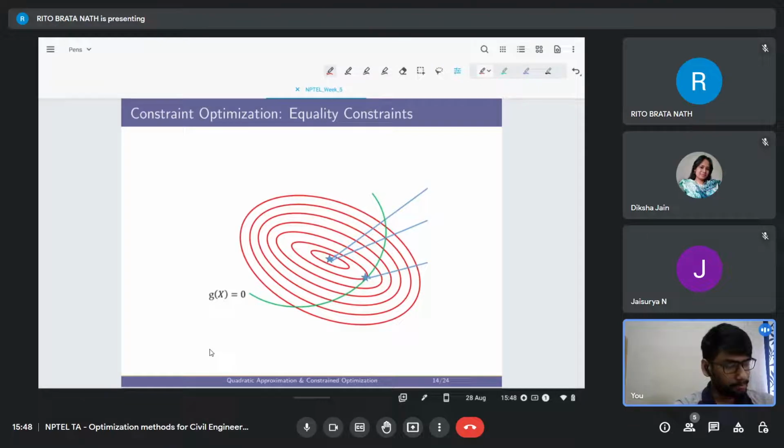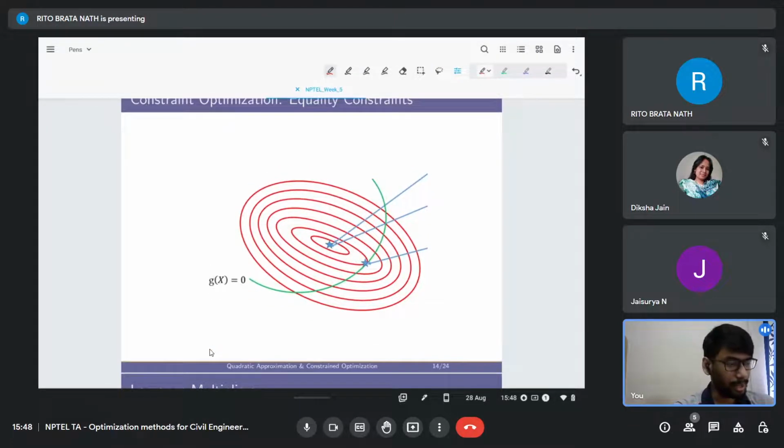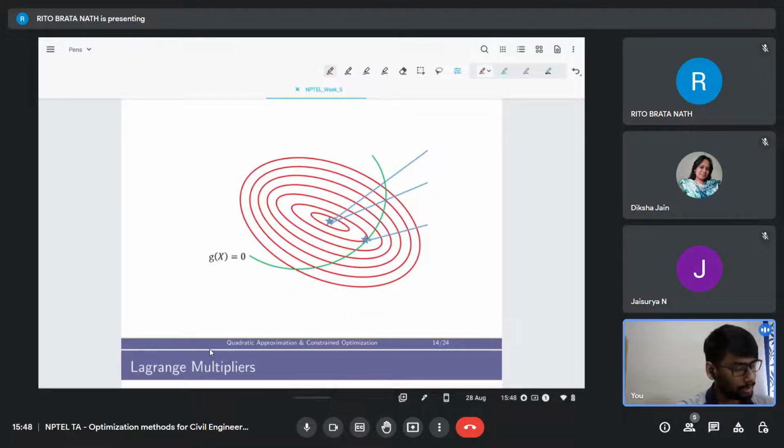Okay, so as I mentioned, I'll be only discussing equality constraints today, and in the next week, I'll be discussing inequality constraints and the rest of the part that will be covered in the next week's lectures. As you know, earlier this would be a minima point in the unconstrained version, but now you have this curve g(x) equals 0. So that means your minima kind of shifts to here.